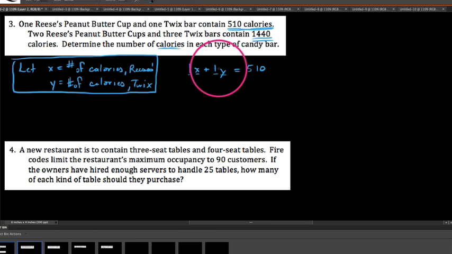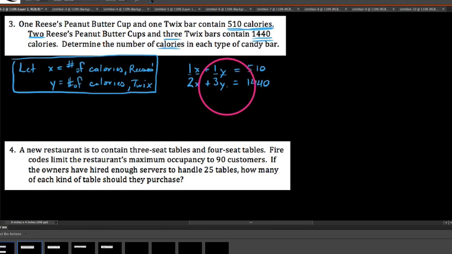Setting up our second equation, we had 2 Reese's peanut butter cups and 3 Twix bars. So we say 2 times the number of calories in one of those, which would give us the total number of calories in 2 of them, plus 3 times the number of calories in 1, which is the total number of calories in 3. This comes out to be 1440.